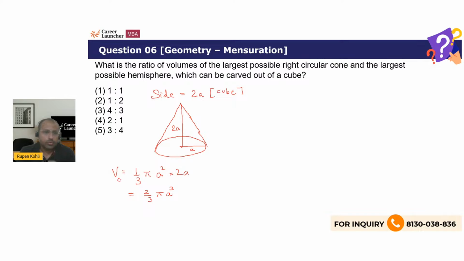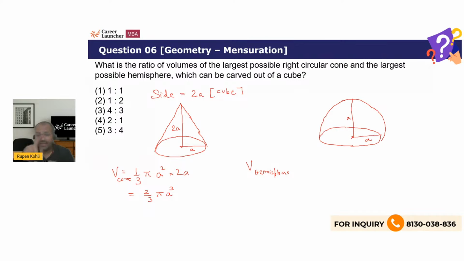This is the cone. Now what about the volume of the hemisphere? For the hemisphere, again the same thing, its diameter can be at the most equal to the edge length, or again the radius can be simply a, and that is its only parameter involved, right? And that's it. So it will go up to a maximum of a in height, and that can be accommodated, right? So therefore it's simply a hemisphere of radius a.